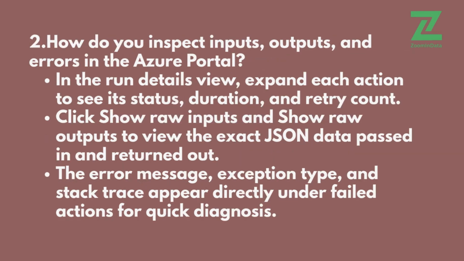How do you inspect inputs, outputs, and errors in the Azure portal? In the Run Details view, expand each action to see its status, duration, and retry count. Click Show Raw Inputs and Show Raw Outputs to view the exact JSON data passed in and returned out. The error message, exception type, and stack trace appear directly under Failed Actions for quick diagnosis.